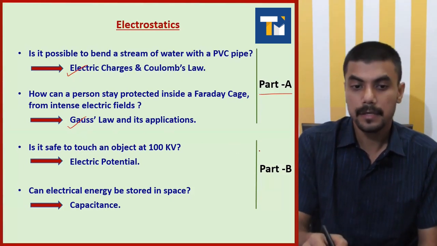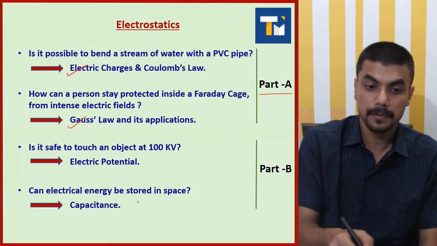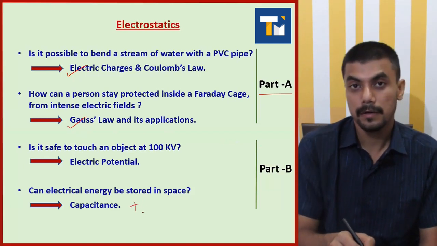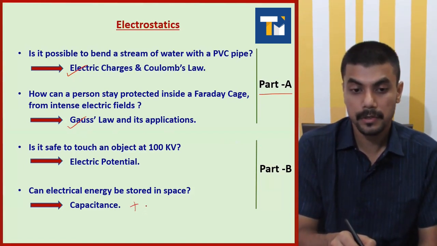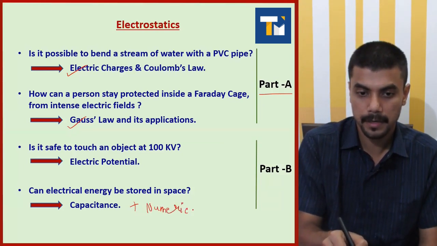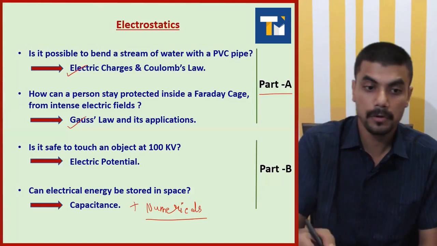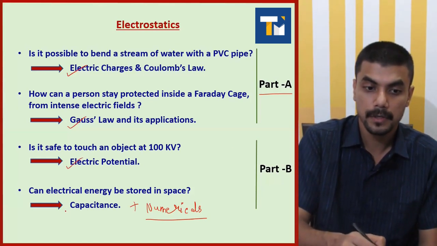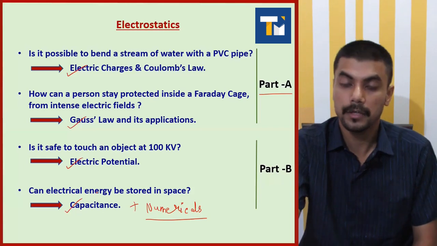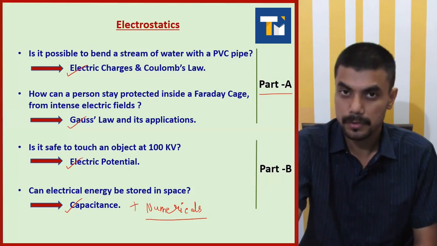For part B, you can understand that you will be having electric potential and capacitance, and apart from that there will also be a chapter which will deal with the numerical problems of both part A and part B combined. So numericals will definitely be there, and that we will cover in part B, where we will take up all the numerical problems of this course on electrostatics. So that is how we will go through this course.